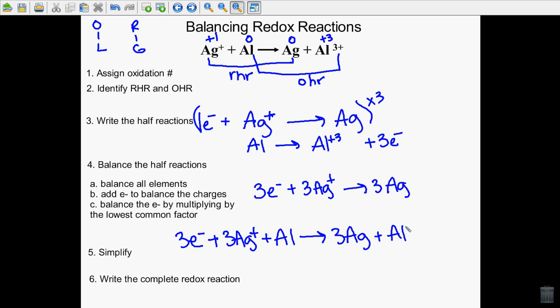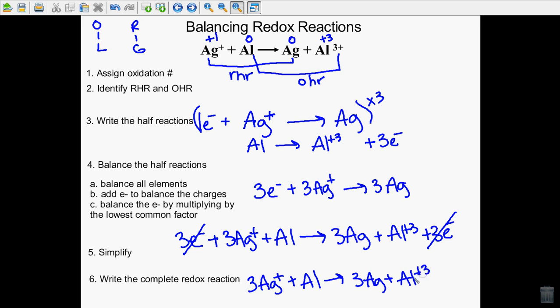plus aluminum plus 3 electrons. Okay, I see I have 3 electrons on this side, 3 electrons on this side, they cancel out. And if they don't cancel out, you've done something wrong. And then we'll just write our equation. It's all balanced. So basically, this is how you balance a redox reaction. Al3+. There we go.